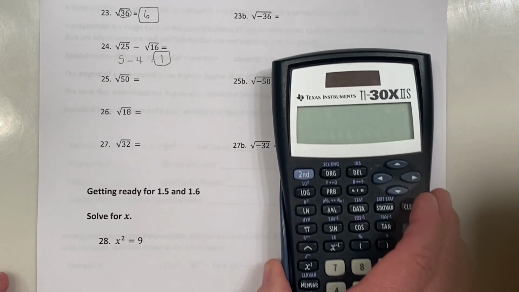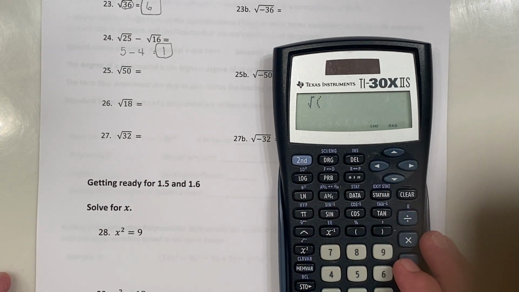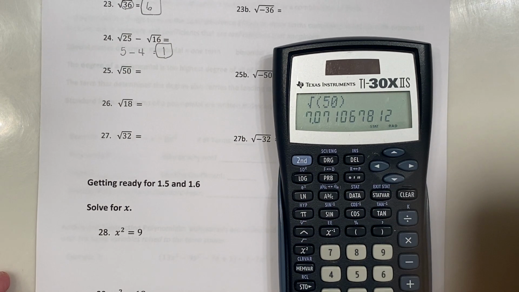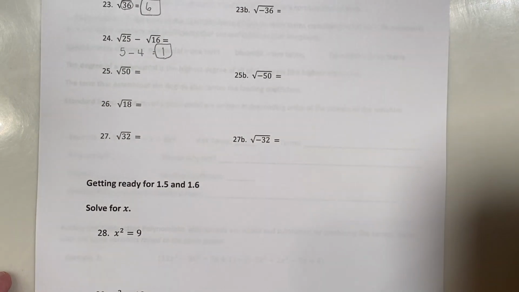Okay, look at 25. Try that one on your calculator. Do the square root of 50. Notice that we end up with an irrational number. That number never repeats, nor does it end. So what do we do with the square root of 50? Well, we try and simplify it.